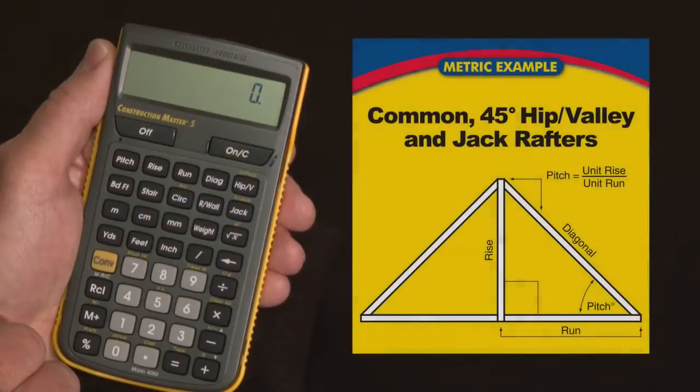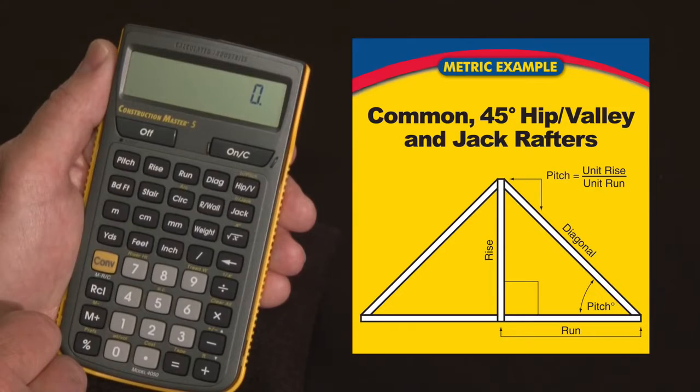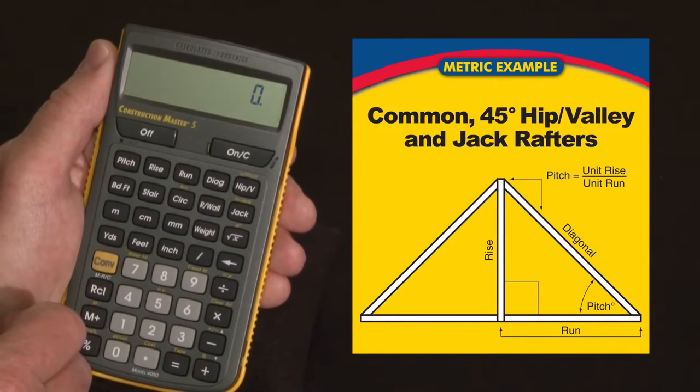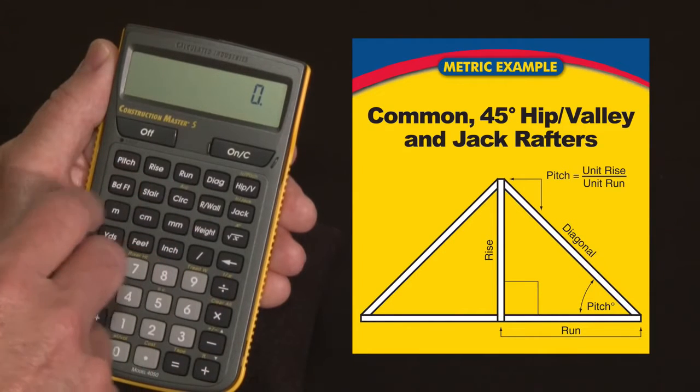Now let me show you how the Construction Master 5's right-angle solution keys can help save you time and reduce costly material guesstimating when doing rafter calculations. It'll do all your Pythagorean calculations for you without any kind of formulas or square roots. As long as you know two of these values here, you can solve all the rest.